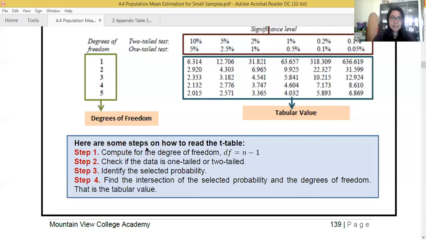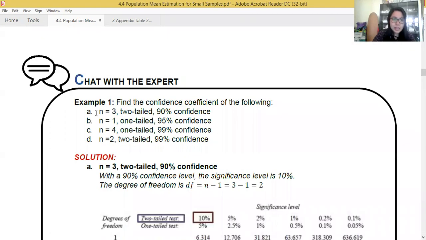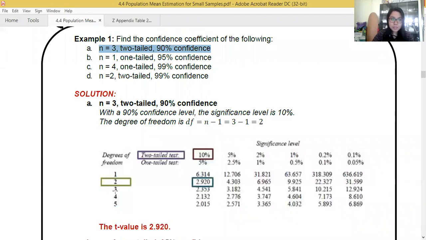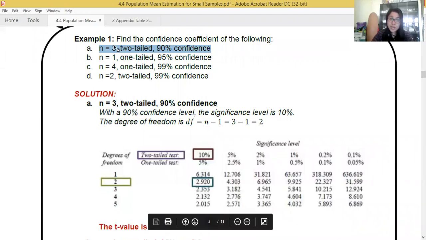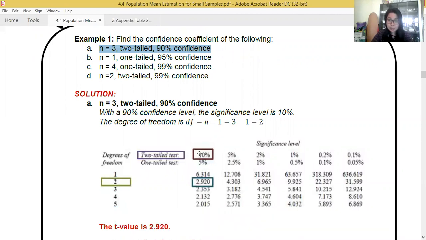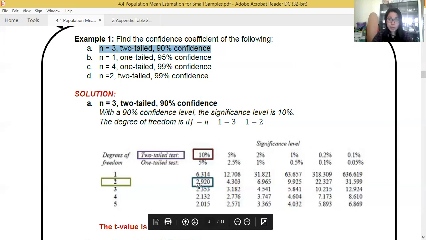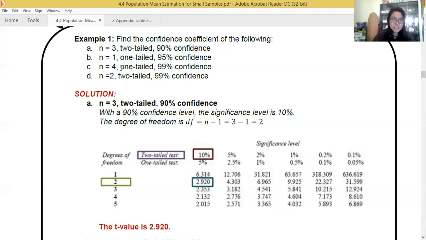So again, let's have an example. n equals 3, 2-tailed at 90% confidence. Our n is 3, so our degree of freedom is 2. So you have 2 at 2-tailed. That's a 90% confidence level, so our significance level is 10%. Why? That's 100 minus 90, so you have 10. The answer is 2.920.